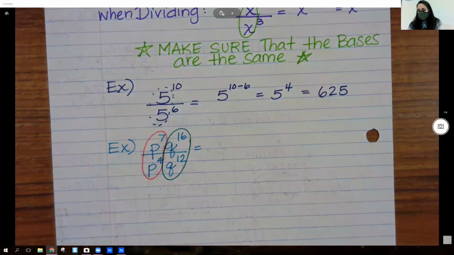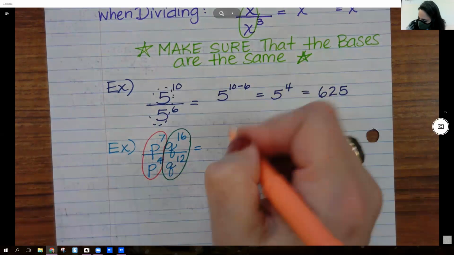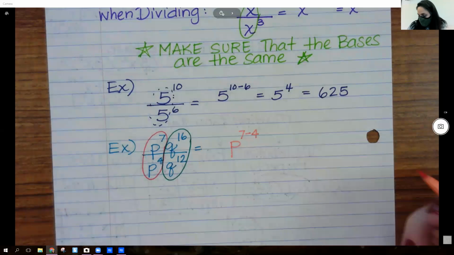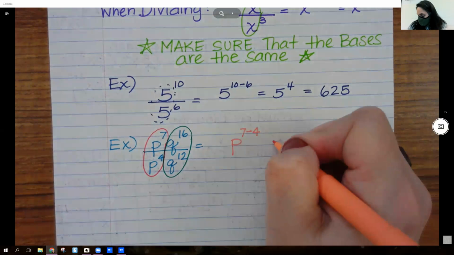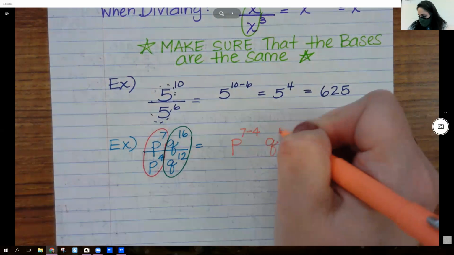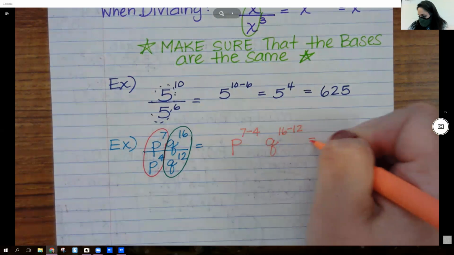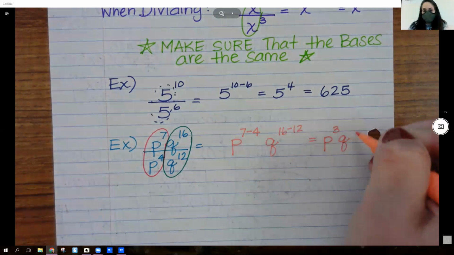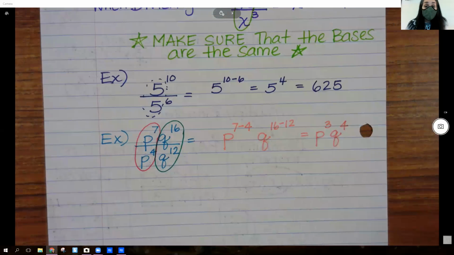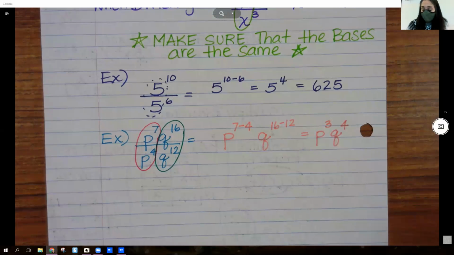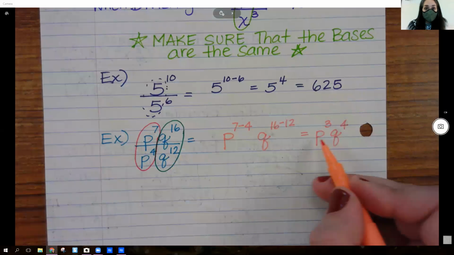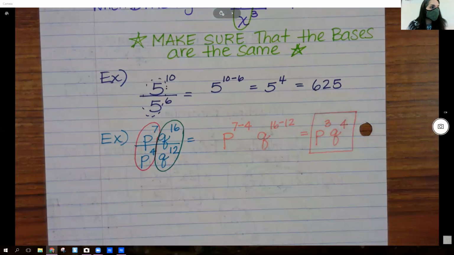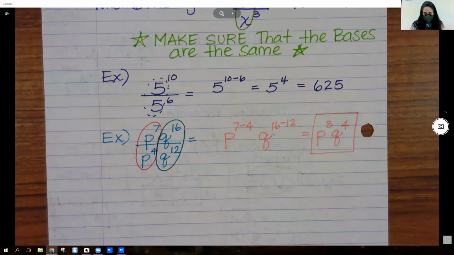So you're gonna put the variable down. Start with the p and then do subtraction. So 7 minus 4, and then the q, and then subtract 16 minus 12. So this simplifies to p to the 3rd, q to the 4th. And that's as far as you can go. You can't add the 3 and the 4 because these are 2 different bases. So this is complete. That is done. Okay.